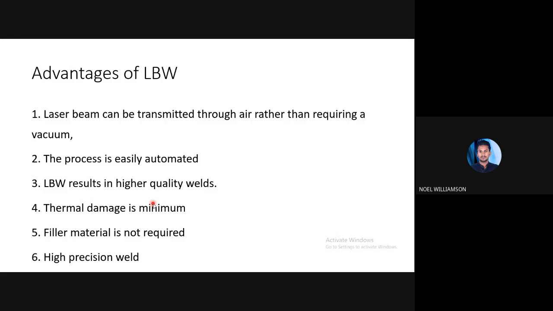Unlike that case, here in laser beam welding, we just heat the metal pieces, and the material of the metal pieces itself is molten and is joined together using certain pressure. So in this case, we need not have any extra filler material. And regarding the precision, through the process we will be able to have a high precision welding.